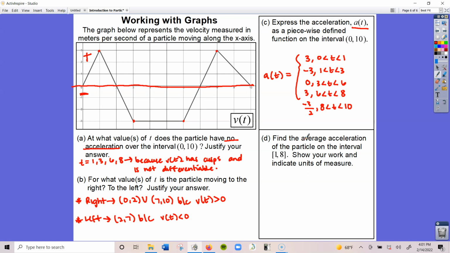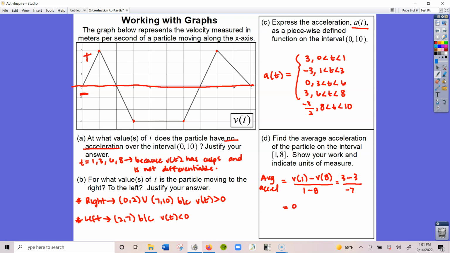Last part here, find the average acceleration of the particle on the interval 1 to 8 and show your work and indicate units of measure. So average acceleration, since I'm given an interval, this is going to be v of 1 minus v of 8 over 1 minus 8. This is the graph of v of t, so v of 1 is 3 minus v of 8, which is 3, over 1 minus 8, which is negative 7.